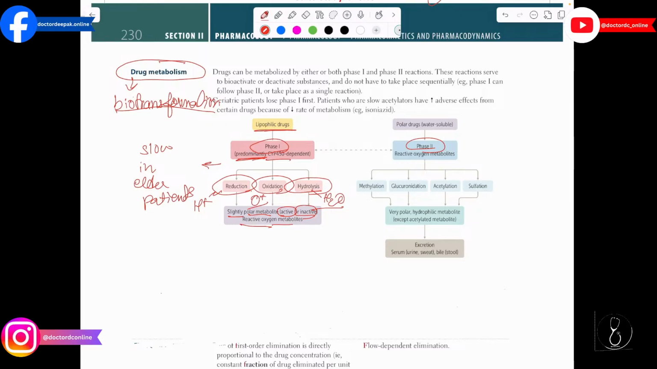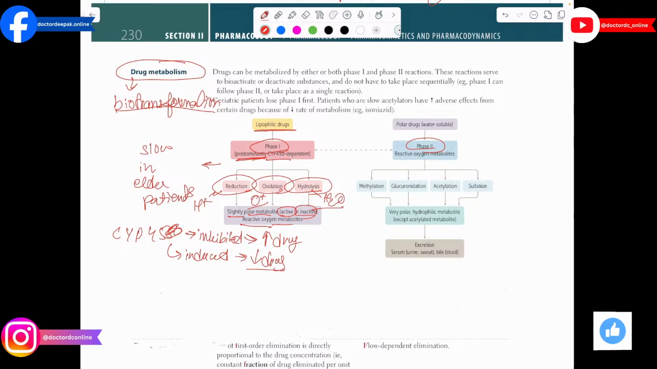Secondly, phase 1 includes the cytochrome P450 system. What is cytochrome P450? It's an intracellular enzyme that metabolizes many drugs in phase 1, and it can be inhibited or induced by many drugs. If cytochrome P450 is inhibited, then the level of drug will be raised. And if it is induced, the concentration of drug will be decreased in the body.